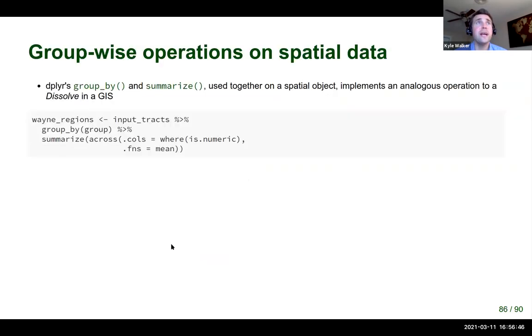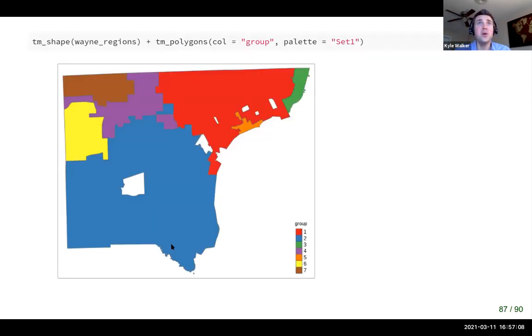What we can do from there, and this is the last piece I want to show, is use the group by and summarize functions in dplyr. To do group-wise spatial analysis, we'll actually summarize the geometries as well, performing something analogous to a dissolve operation in a GIS. So given that we've assigned a cluster group to each census tract in Wayne County, we can roll that up and dissolve the interior boundaries of the geometry and actually get regional polygons, which is pretty cool.